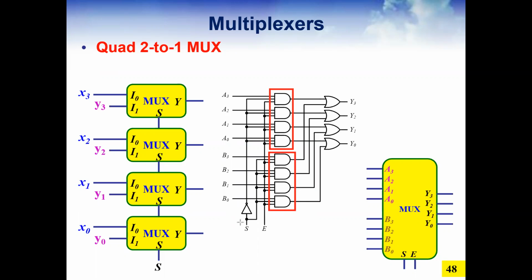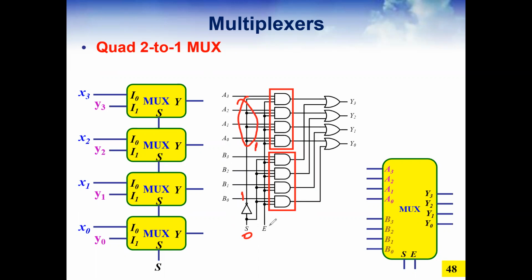As I told you, if S is 0, then X is working. So that's why if S is 0 here, for example, the output of the inverter will be 1. And see, it is connected here. So one of the inputs of these AND gates is 1.